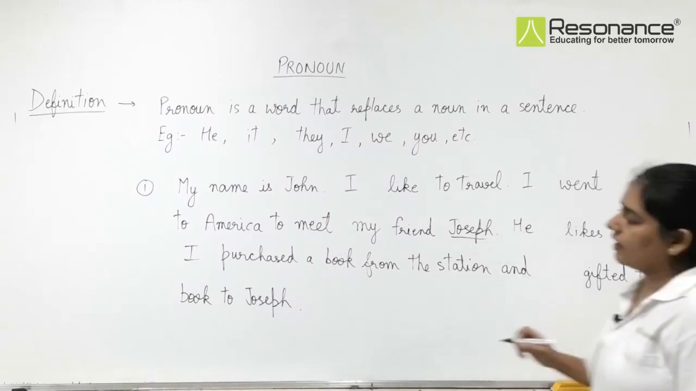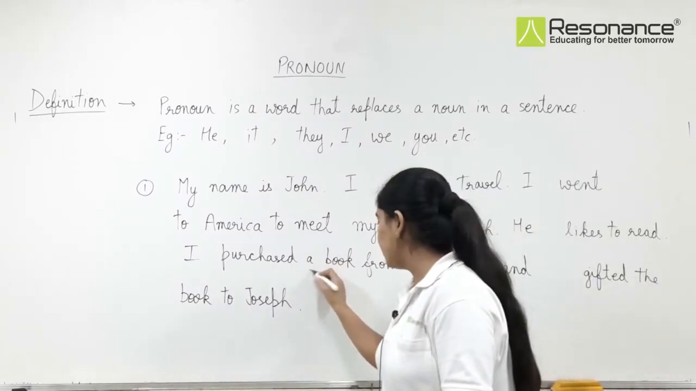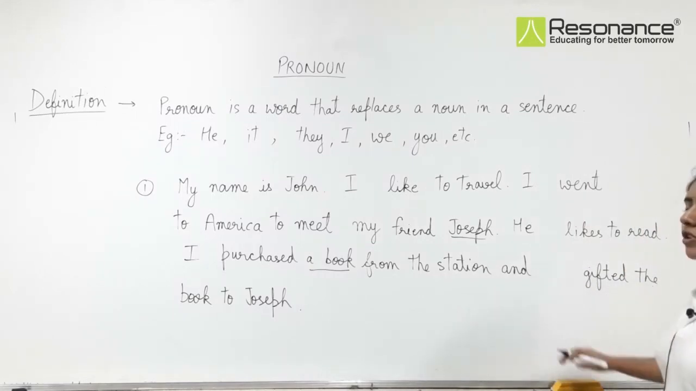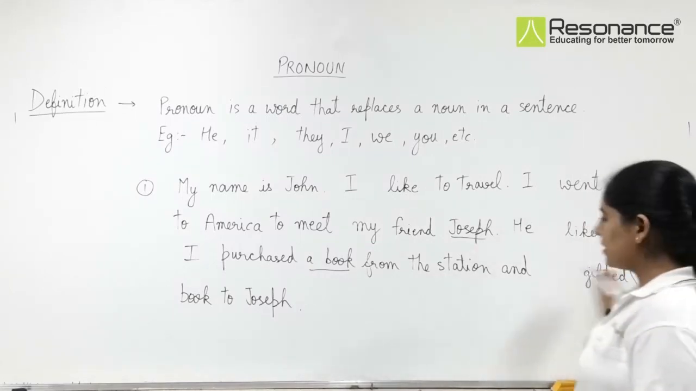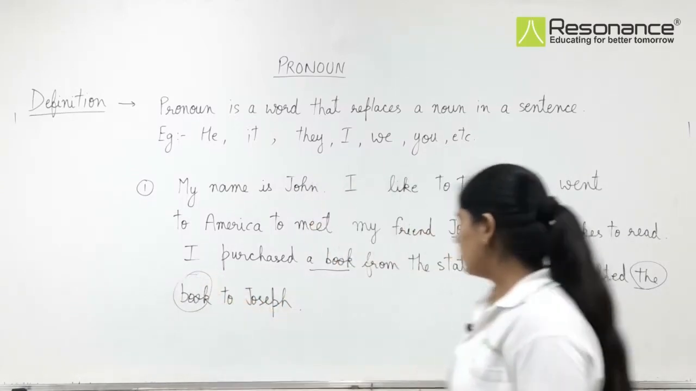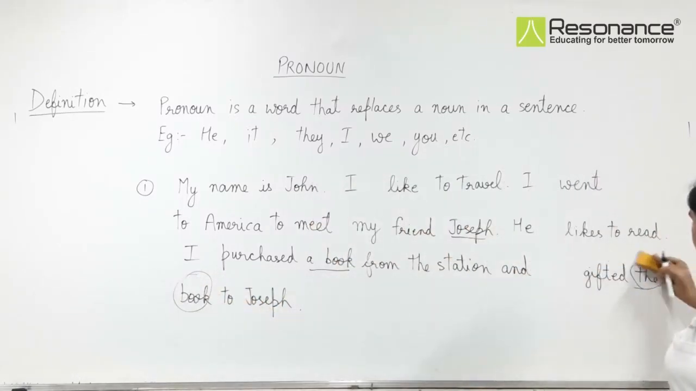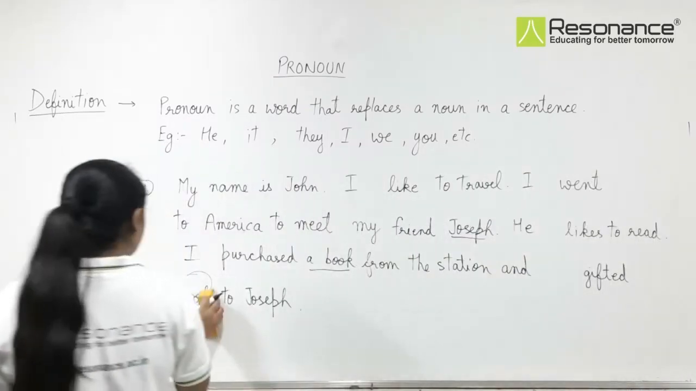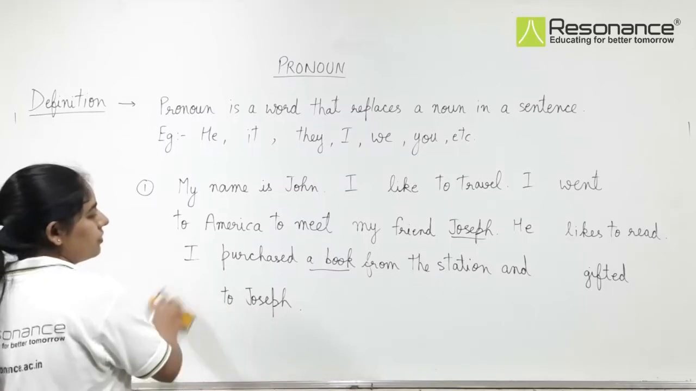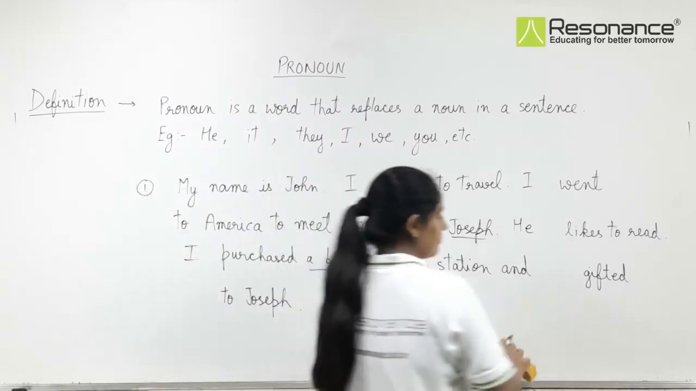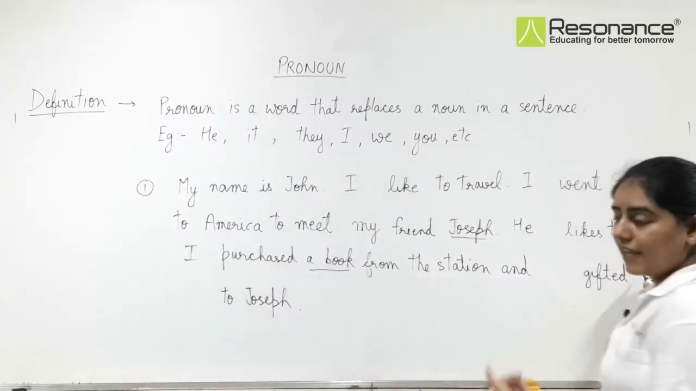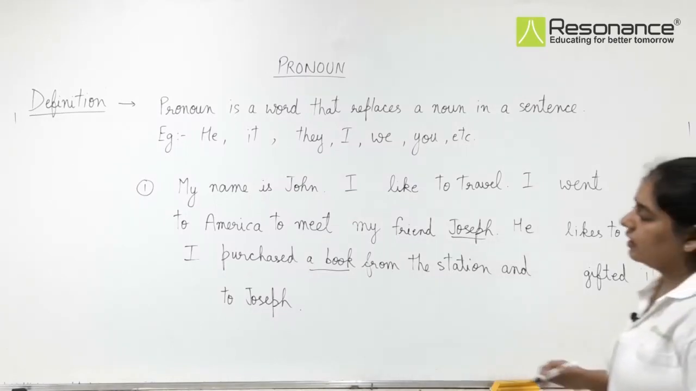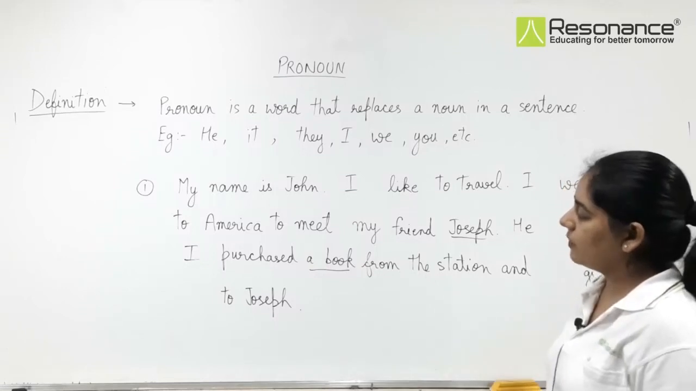Now here again, what did I purchase? I purchased a book. From where? From the station. And gifted the book. Again the repetition is there, you can see the book is repeating over here. So what am I going to do? I will change this into pronoun. Instead of writing the noun again and again, the book, what is the pronoun used for? Things, we use it. So I will write it over here. So my sentence is complete now.